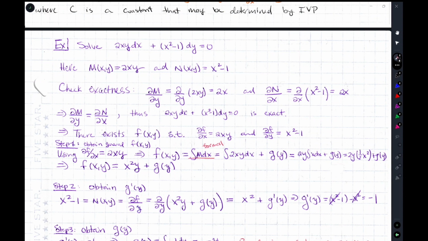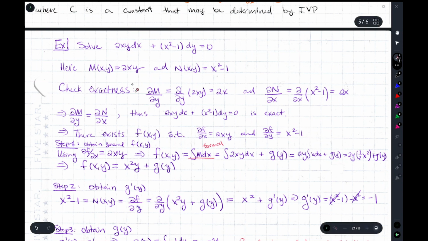So let's look at an example. We see this differential form. In general, it helps to check that you can't solve this more easily, that it's not separable or linear. But here we're going to check that it's exact and use the method that we outlined above.